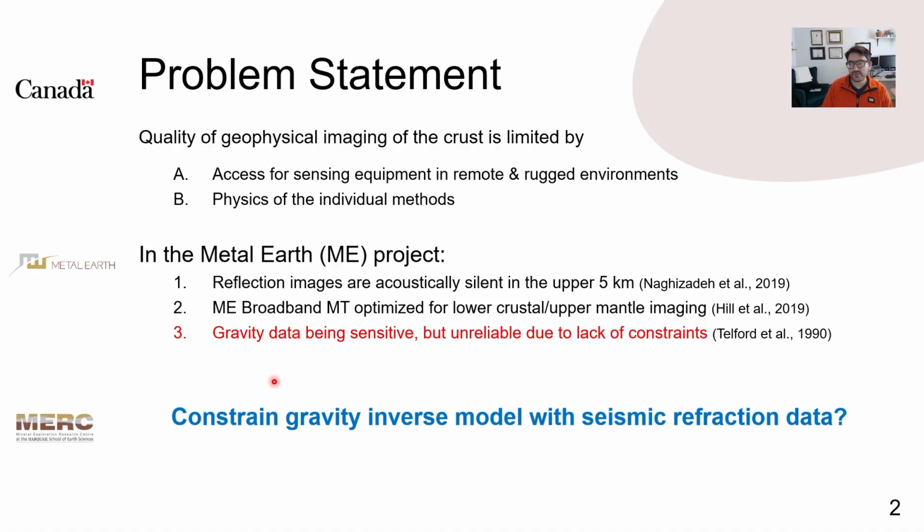Ground gravity data is very sensitive to mass distribution, particularly lateral distributions, but it can become quite unreliable and it's prone to something called non-uniqueness. So in order to try to overcome that limitation, we need to constrain it with some other information. And the constraint that we're bringing in, in this case, is seismic refraction data.